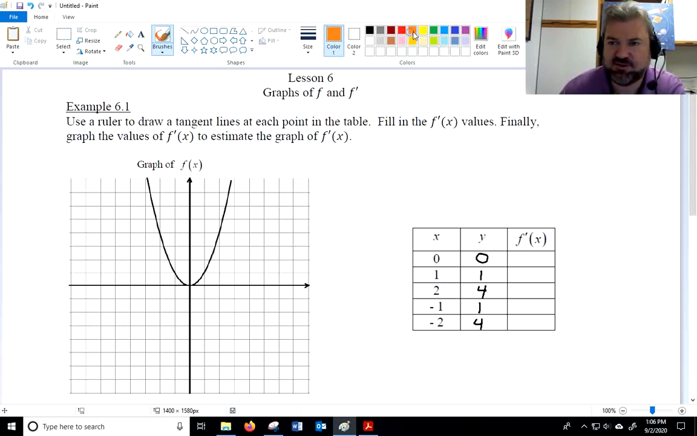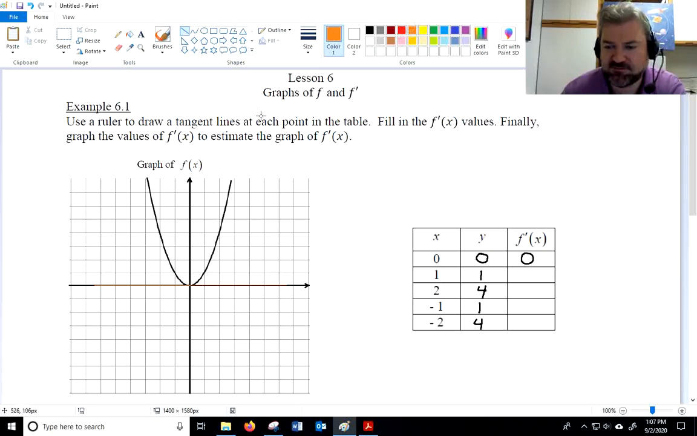So let's start with 0. I'm drawing a thin orange line right there at x equals 0. I hope you can see that. Can you see that that line is indeed flat? So the derivative is 0 there, because a horizontal line has a slope of 0.